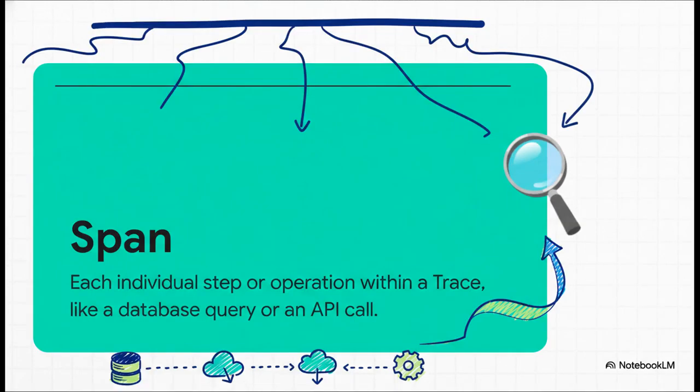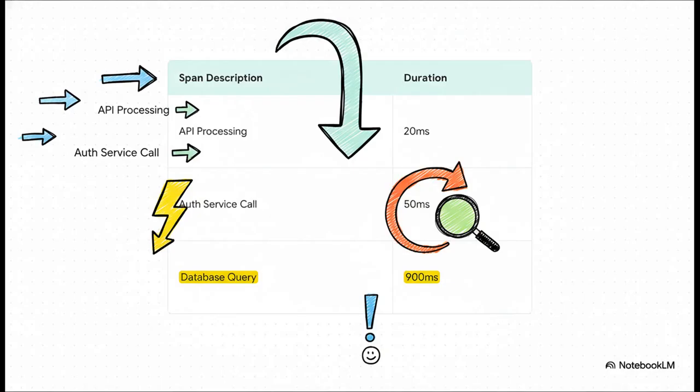So how do we get all that juicy detail from a trace? Well, it's because a trace is actually made up of smaller pieces. Each individual step along the way, like an API call or a specific function or a database query, is called a span. So if the trace is the whole story, the spans are the individual sentences that make up that story. And this is where the magic really happens.